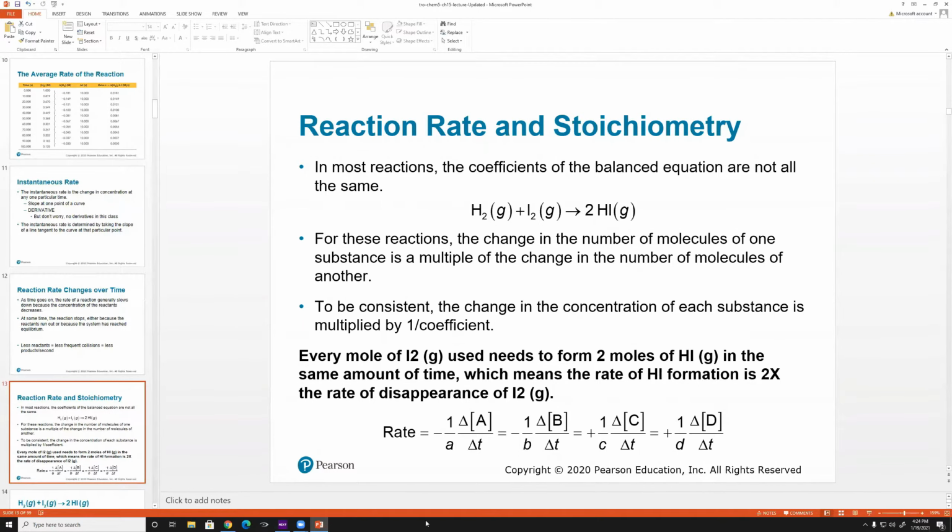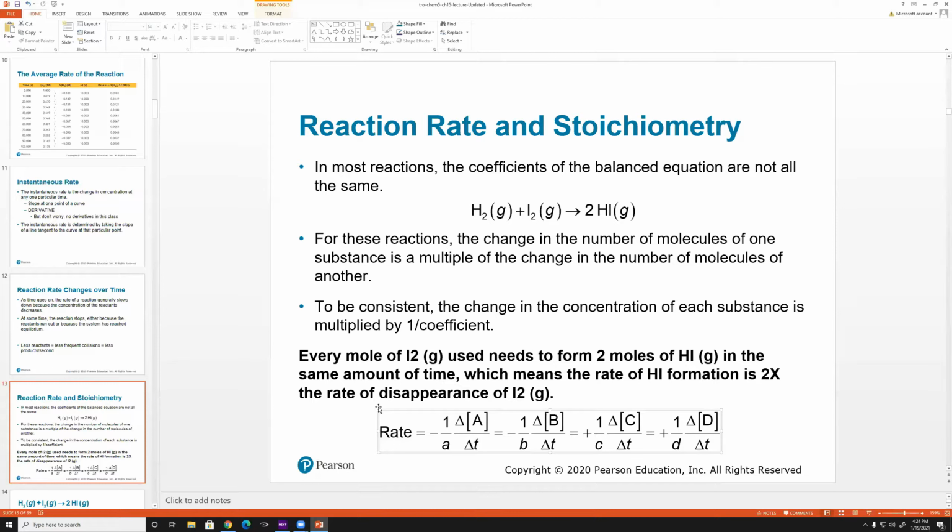Now, here is a very important equation. This can relate the coefficients of the reactants and the products to their reaction rate, or to their concentration change and to the rate of the entire reaction. So let's look at this reaction. H2 plus I2 equals 2HI.